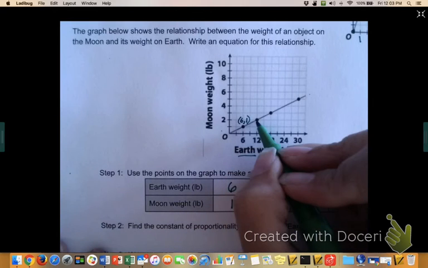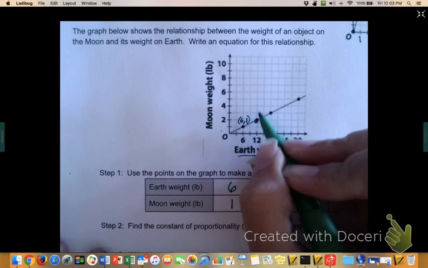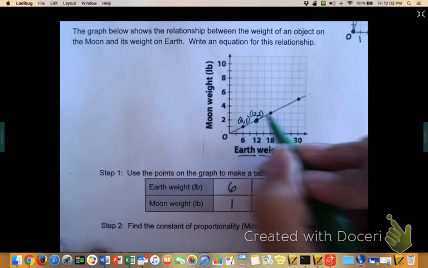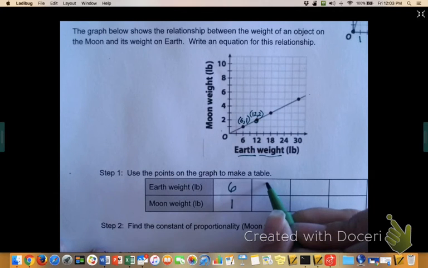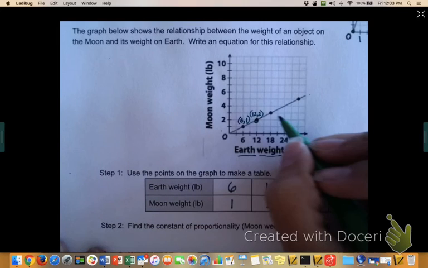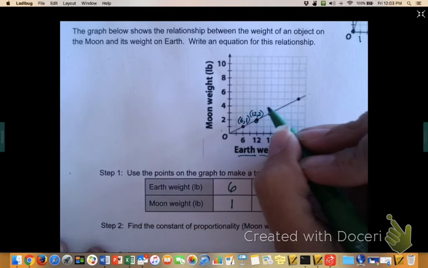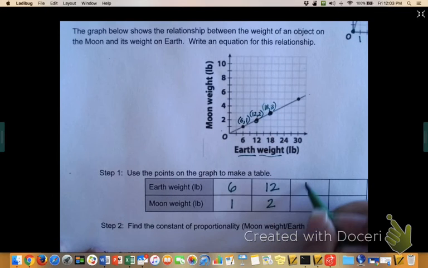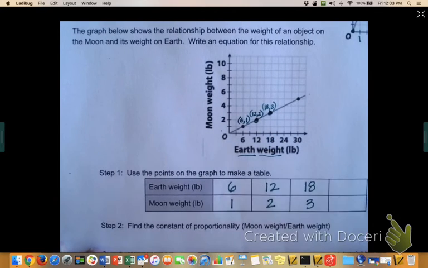The next coordinate it shows is 12, 2. And again, that means something. That means that if it weighed 12 pounds on Earth, it would only weigh 2 pounds on the moon. Okay, our next coordinate is 18, 3. And that means that if it weighed 18 pounds on Earth, it would only weigh 3 pounds on the moon.